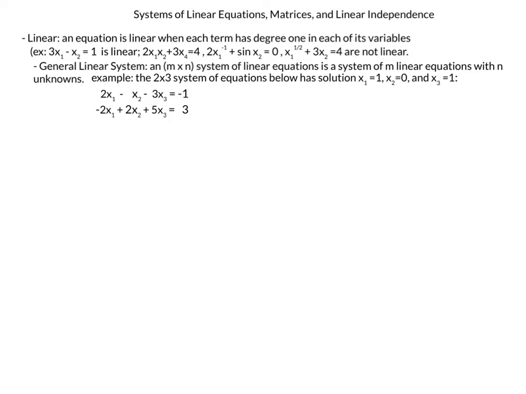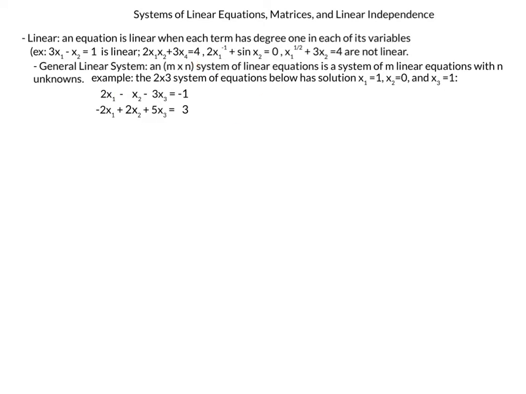And here I have a system of linear equations, and you can see here I have three terms. Each term has variables of degree 1. And here's a second linear equation. And together, if we want a solution for x1, x2, x3 that satisfies both of these equations, we have a system of two linear equations. So it is considered an m by n system of linear equations. m is the number of linear equations, n is the number of unknowns. In this case, we have two equations, three unknowns, the three unknowns being x1, x2, x3.